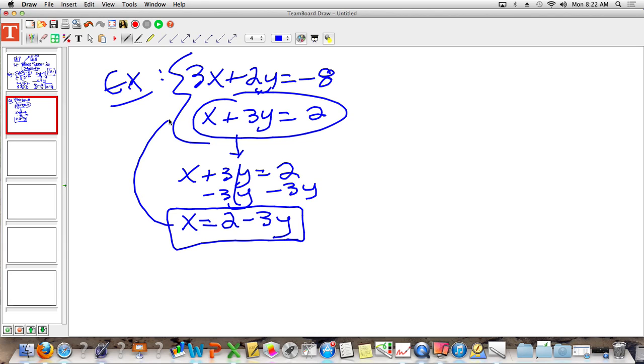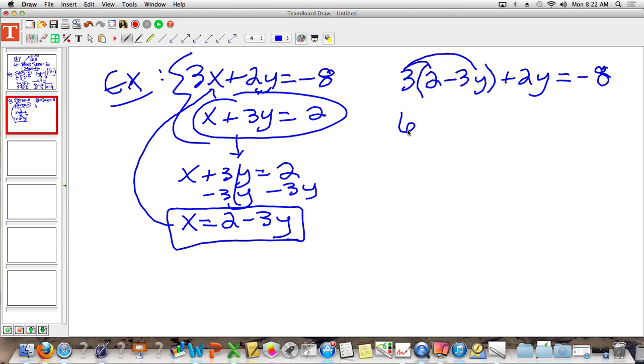So I'm going to take this x and plug it in there. I'm going to rewrite this, so I have 3 times x. Well, x is 2 minus 3y, so I have 3 times the quantity 2 minus 3y. Notice my use of the parentheses. Distribute the 3 into the parentheses. 3 times 2 is 6. 3 times -3y is -9y. Plus 2y is equal to -8. You okay with that?